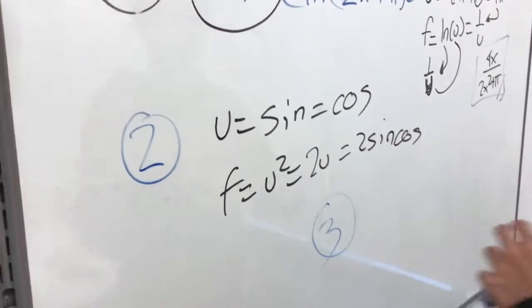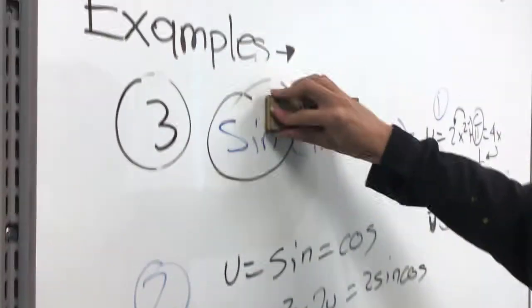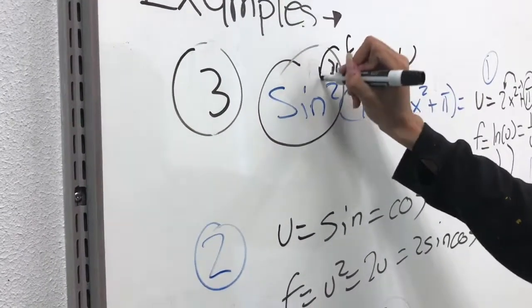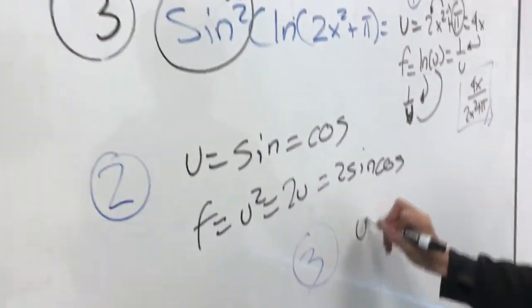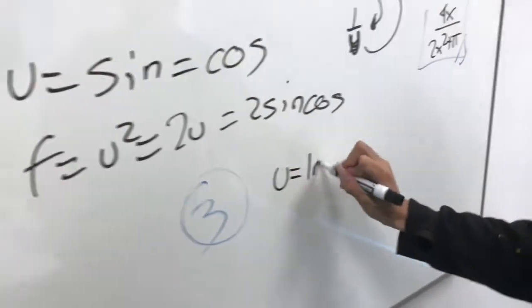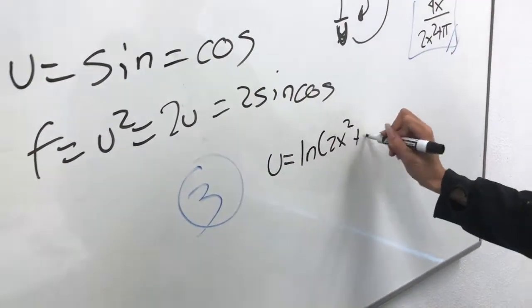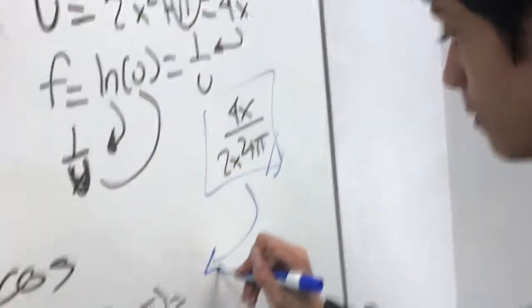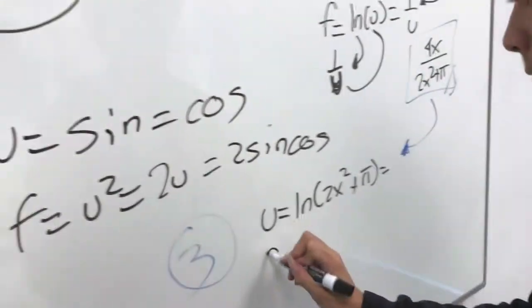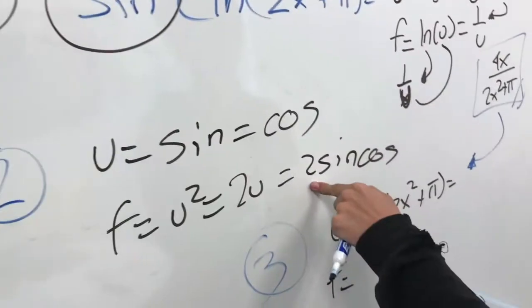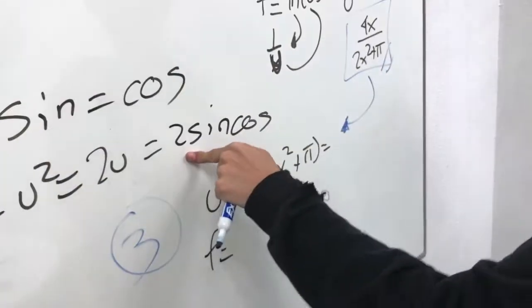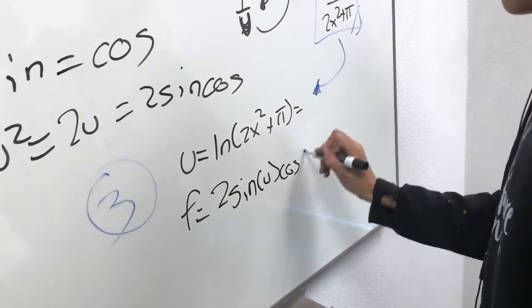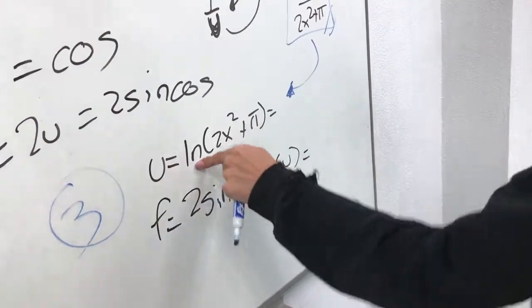We define again f and u. Here we're going to have that our u is this one, and our f would be sine squared. Then we solve. For u, we already know the derivative of natural logarithm of 2x squared plus pi, which we got on the first step. So this one is the derivative. And for f, this one is our derivative. However, we're going to have to get 2 sine of u cosine of u.